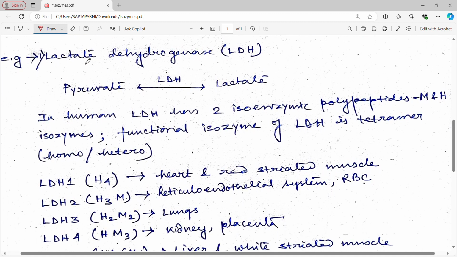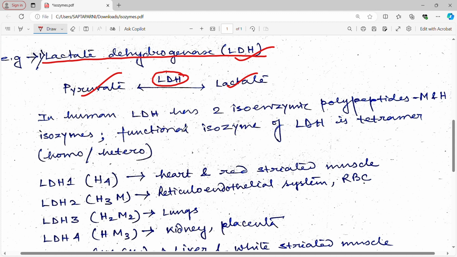The first example is lactate dehydrogenase. There are a total of 5 isoenzymes of lactate dehydrogenase, and all of them do the same function. They convert pyruvate to lactate in a reversible way. That means they also convert lactate to pyruvate. So all kinds of LDH from 1 to 5, these isozymes are actually doing the conversion of pyruvate to lactate and lactate to pyruvate.